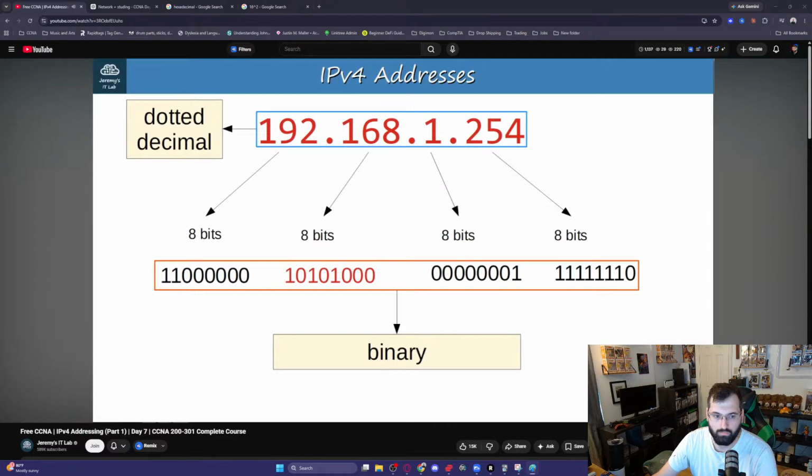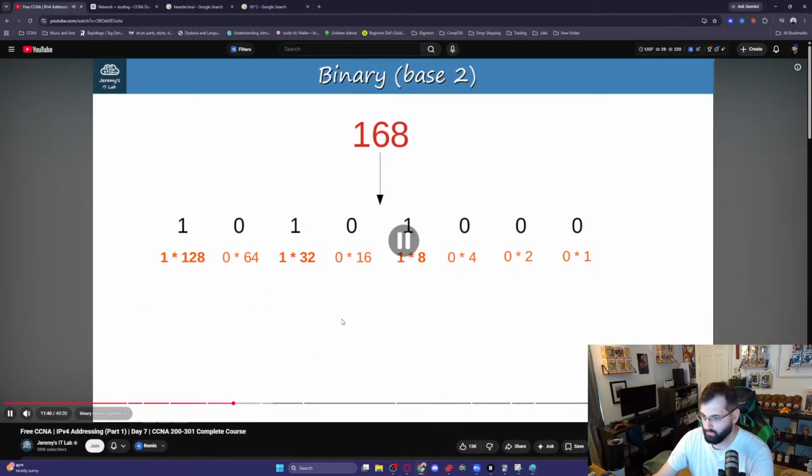Next, let's look at how 168 is converted to binary, which is 10101000. So 10.